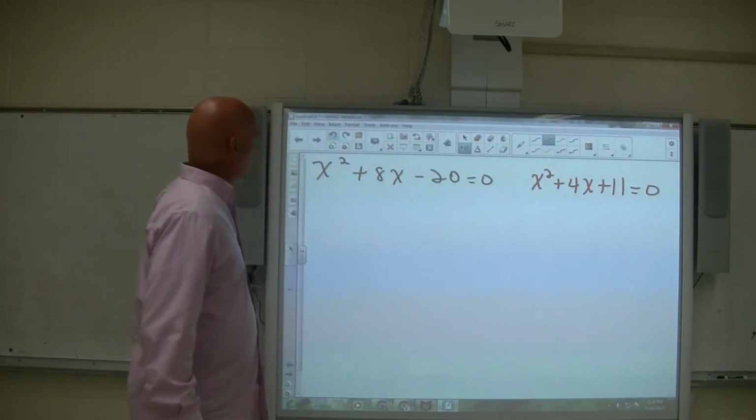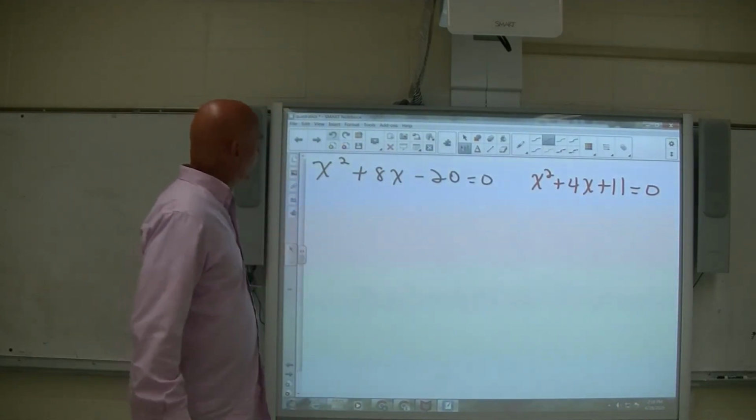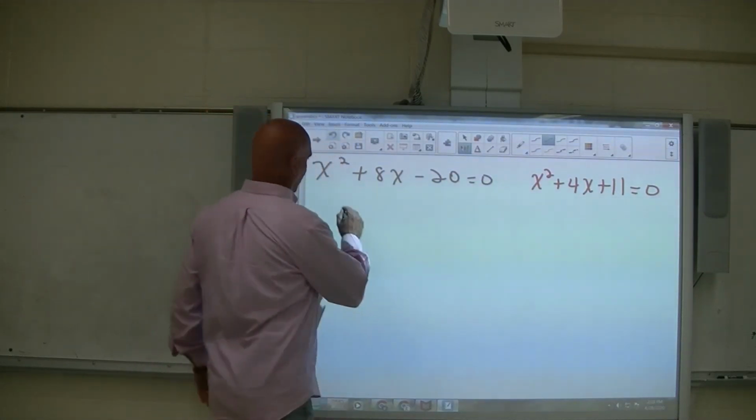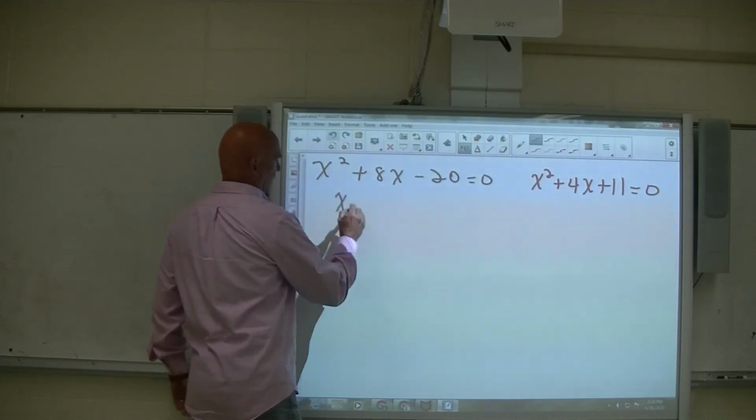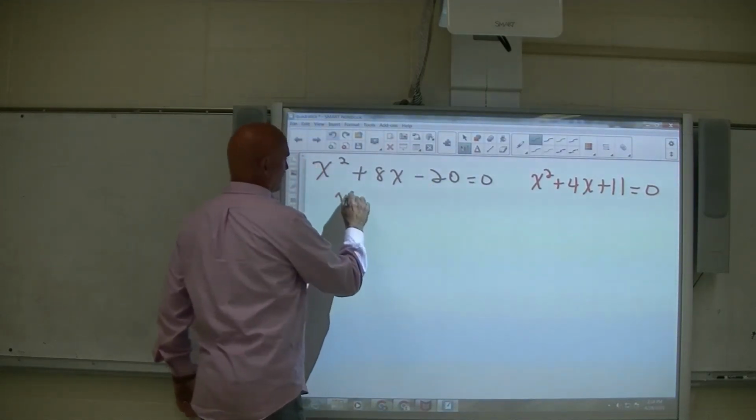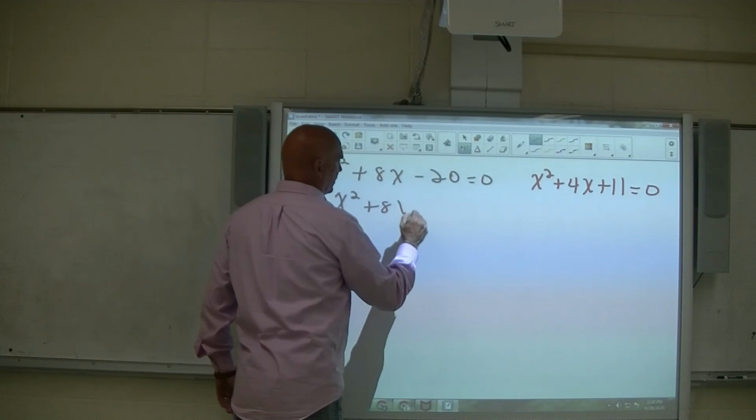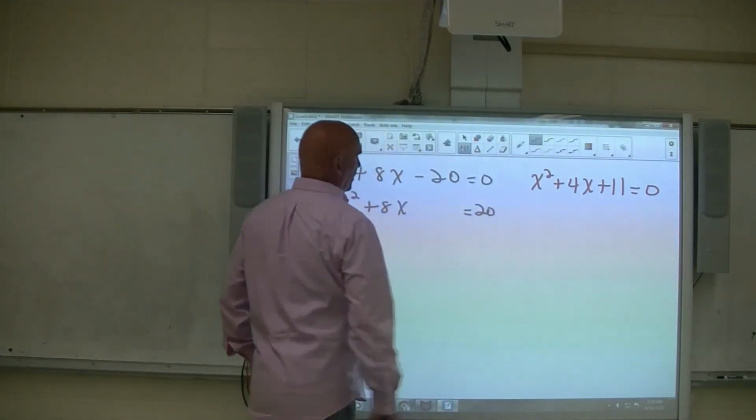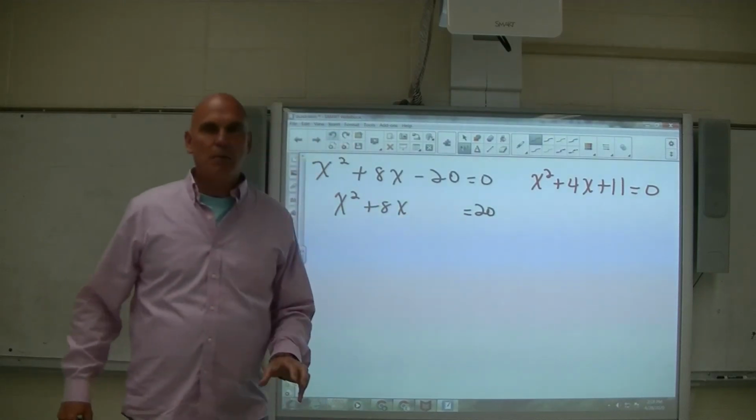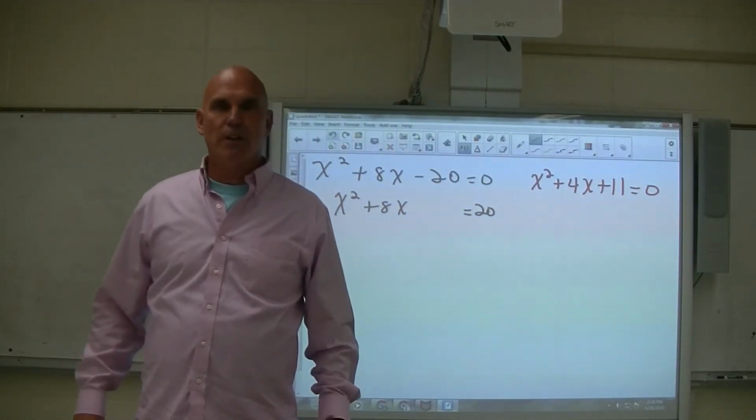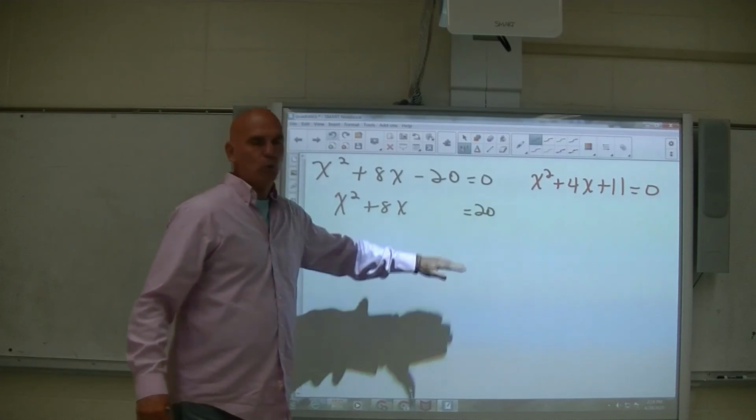And then the next thing to do is to move this number over there and create yourself a space. So let's do that. Add 20 to both sides: x squared plus 8x equals 20. We want to leave this space right here because we want to put the number in there that will make this into a perfect square trinomial.